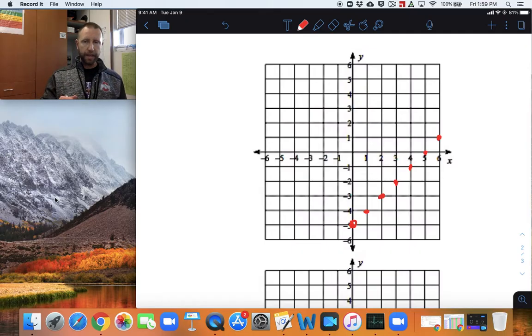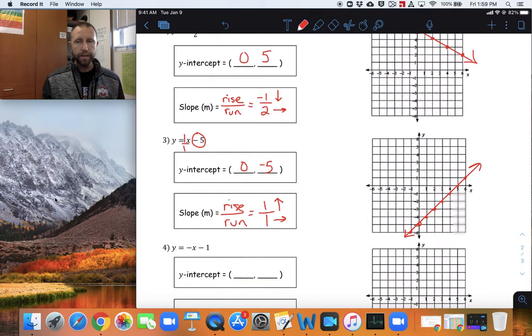Go back to the beginning point and do the reverse, do the opposite. So instead of up 1, go down 1. Instead of to the right 1, go to the left 1. And then draw. Oh, wow, I really missed the points on that one. And then draw a nice straight line connecting your points.